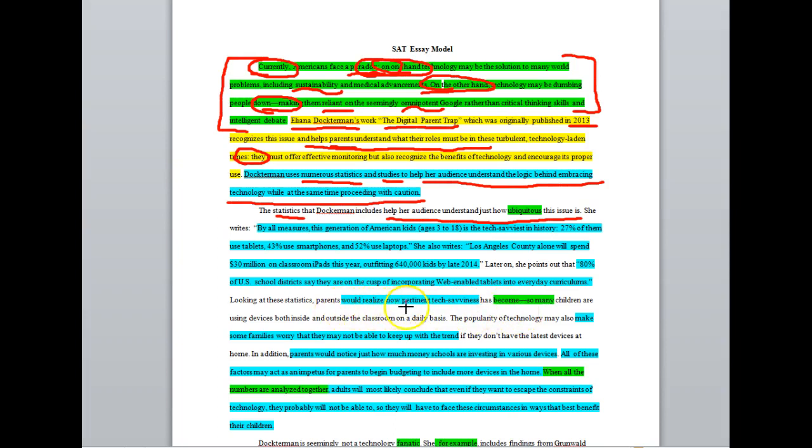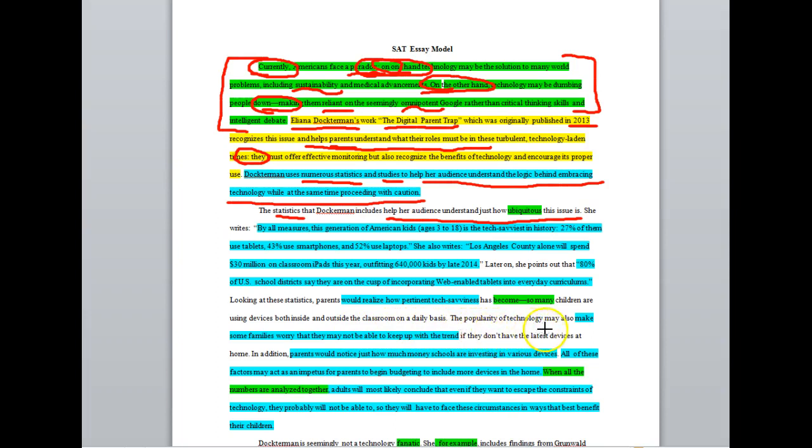Okay, now look right there. This is what will happen. What will happen to the reader when they see this? They will realize how pertinent tech savviness has become. And then again, you got the em dash and that further explanation. So many children are using devices both inside and outside the classroom on a daily basis.